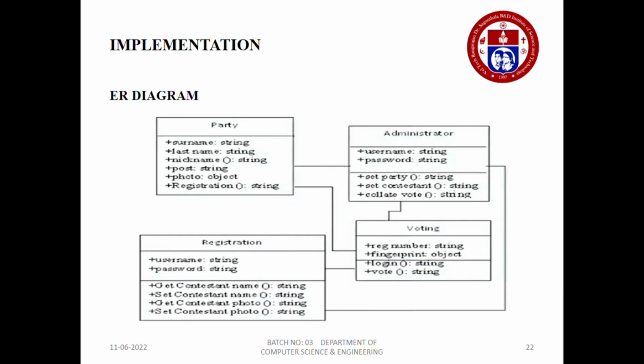ER diagram. In the ER diagram we have four parts: party, administrator, registration, and voting. The party will give their username, photo, post, and register for the election. The administrator has username and password credentials. In registration, the candidates will register and get a username and password. Voting: the voters can vote using their registered user numbers and face recognition.